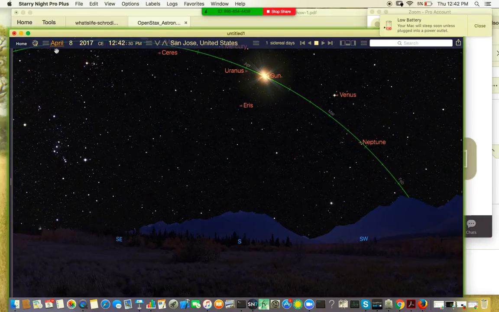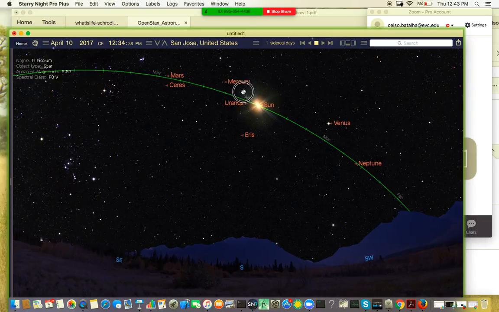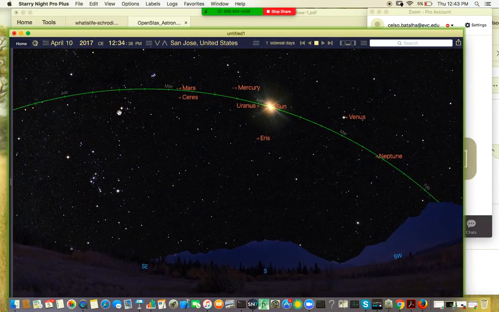There you go, I like this sky. There you go. See this constellation right here? This is Taurus, that's Pleiades, that's Orion right there.